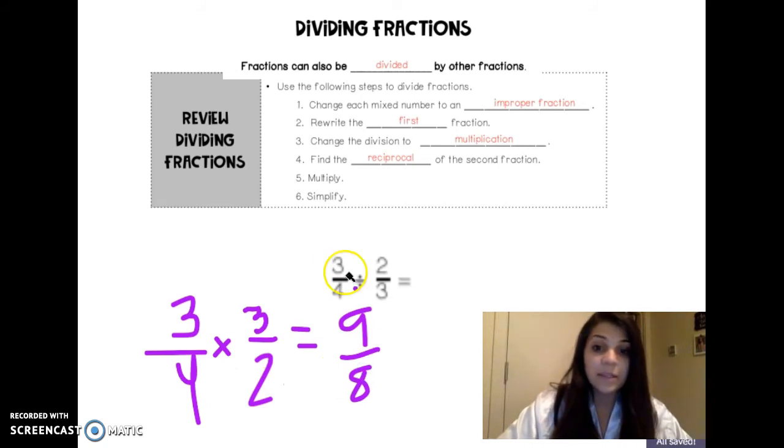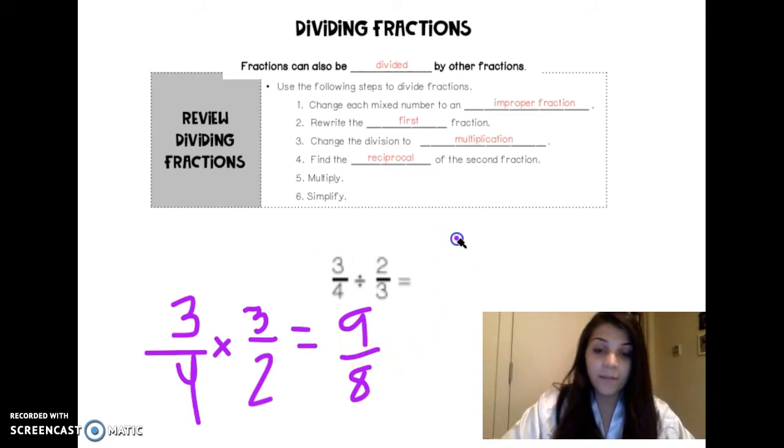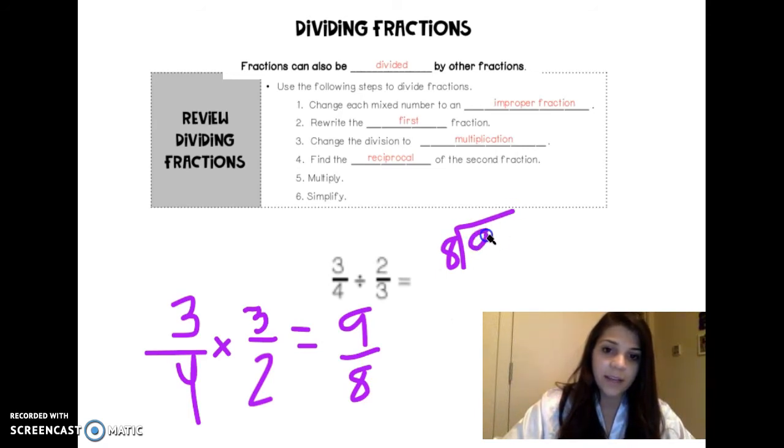Now our last step is to simplify. Because 9 over 8 is an improper fraction, we actually have to divide. So we'll put 8 on the outside, 9 on the inside. 8 goes into 9 one time. And when we drop that down, we actually have a remainder of 1.